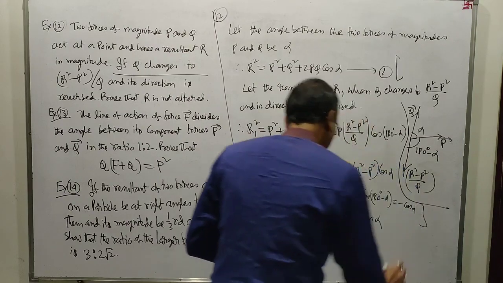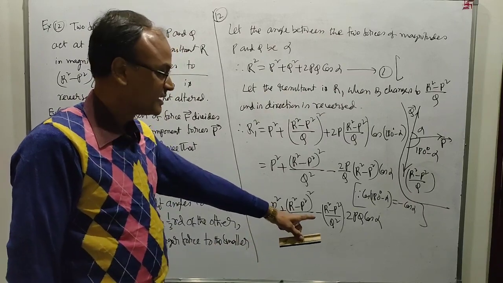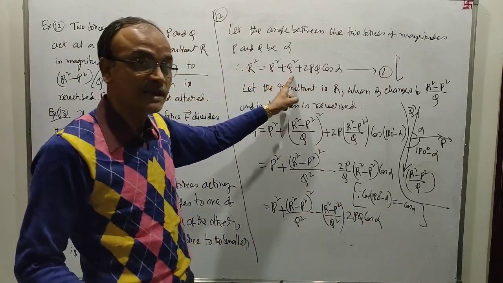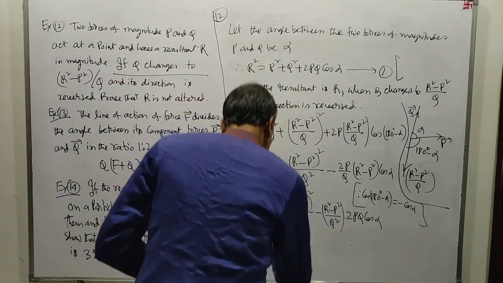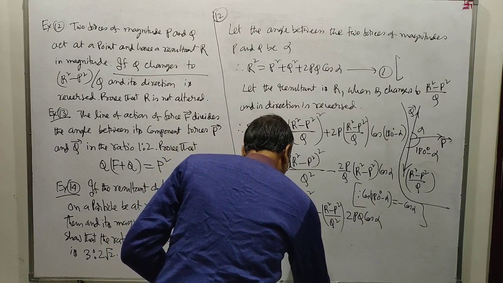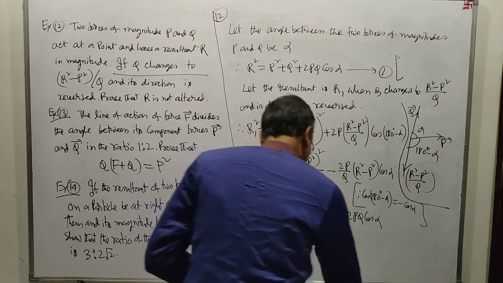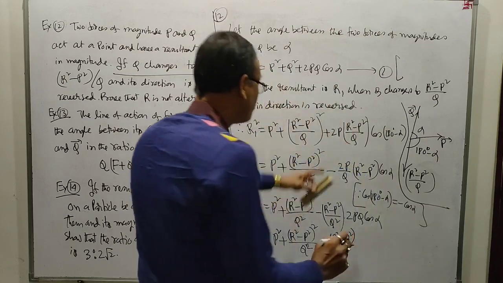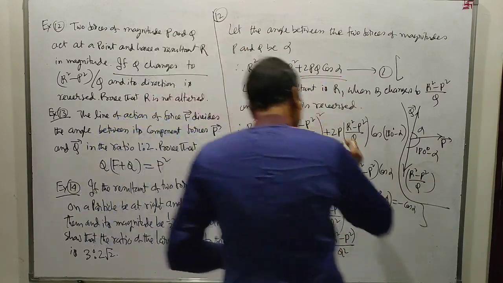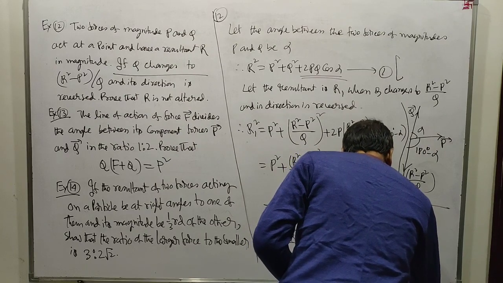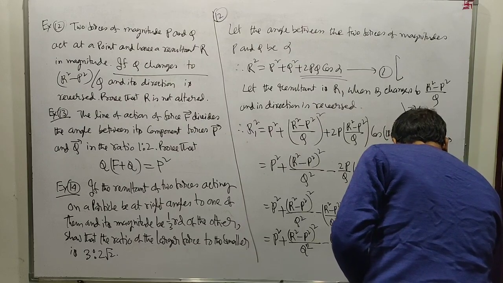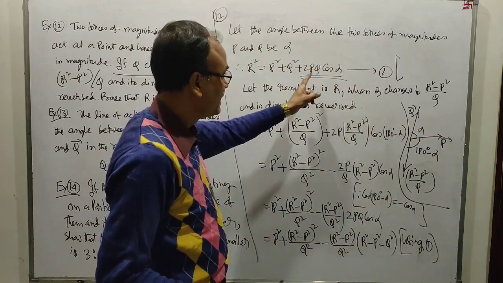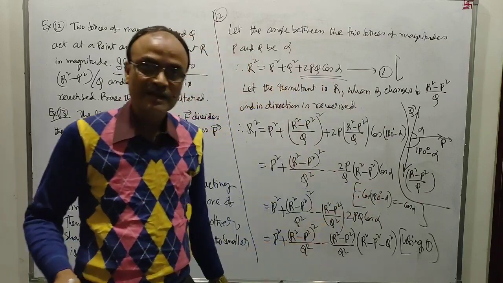You may write like this. Twice pq cos alpha. Right? You may write this step like this. Now, twice pq cos alpha can be replaced by r square minus p square minus q square, using 1. This is equal to p square plus (r square minus p square) whole square divided by q square, minus (r square minus p square) divided by q square, into twice pq cos alpha. Using 1, twice pq cos alpha is equal to r square minus p square minus q square. Right?